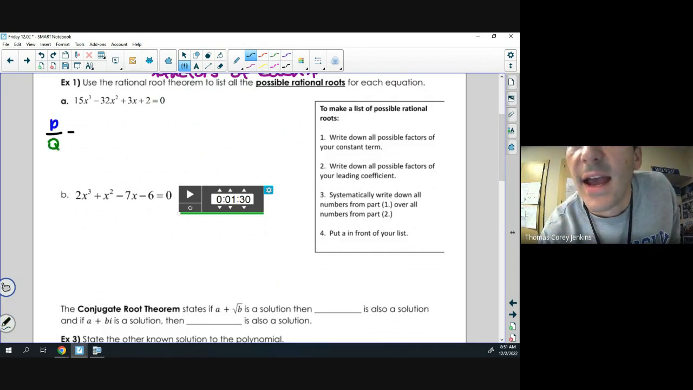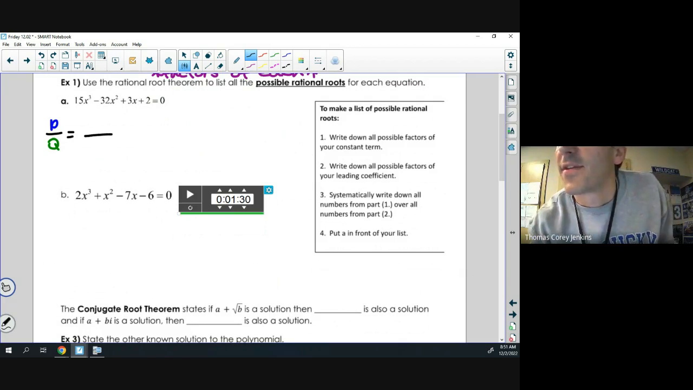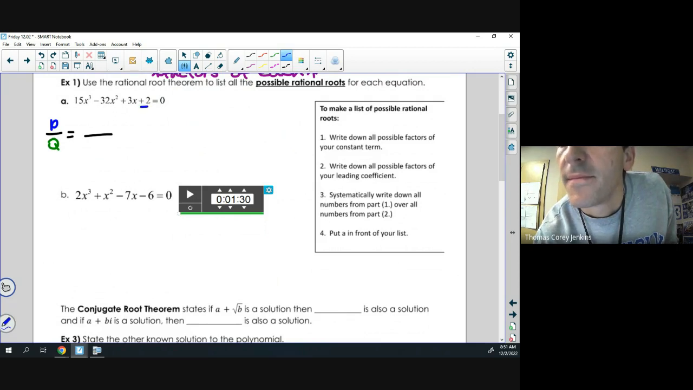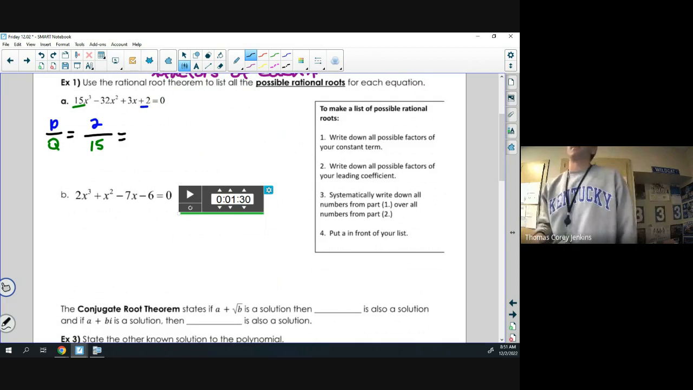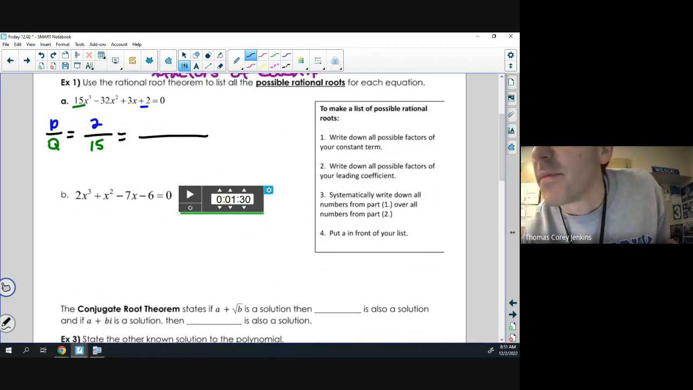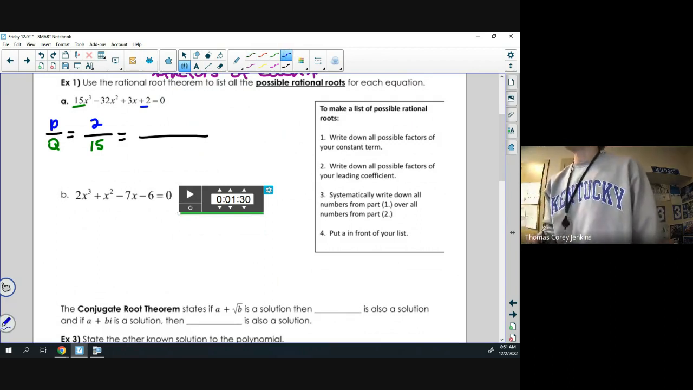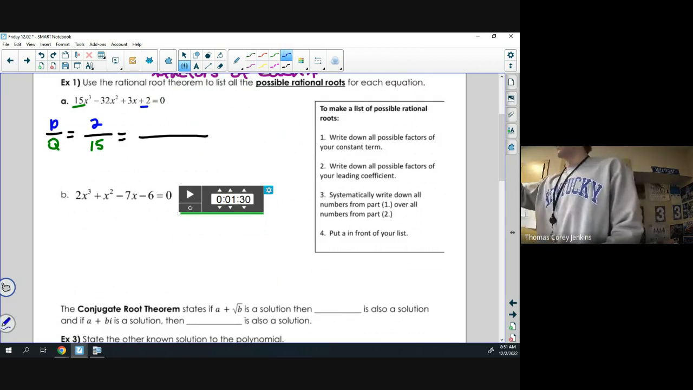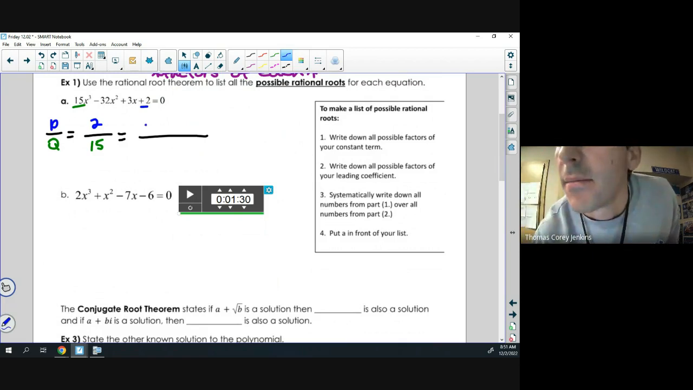Okay, and numerically, we're thinking about the number 2 for P and the number 15 for Q. More specifically, we're thinking about all of the integer factors of each, right? So that's going to be for 2, 1, and 2, right? And it's every positive and negative version. So to be technically correct, we'll say plus or minus 1, plus or minus 2.